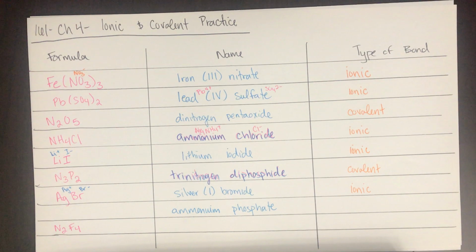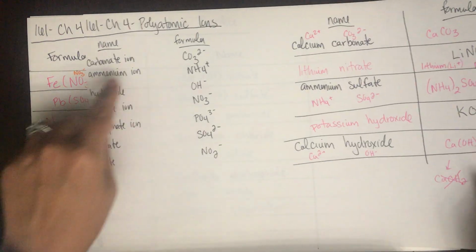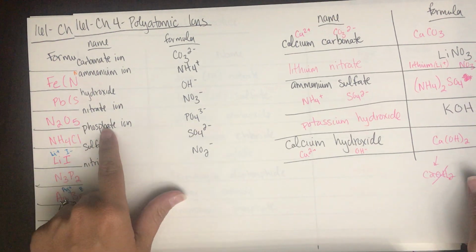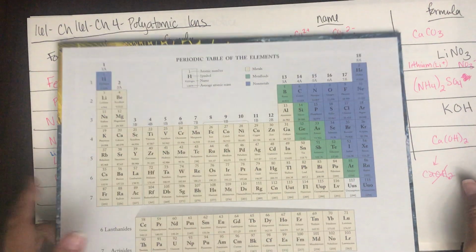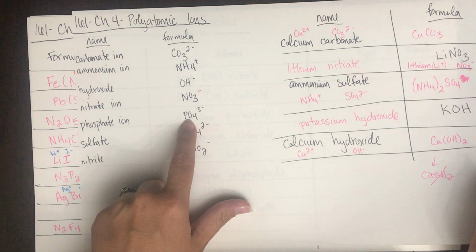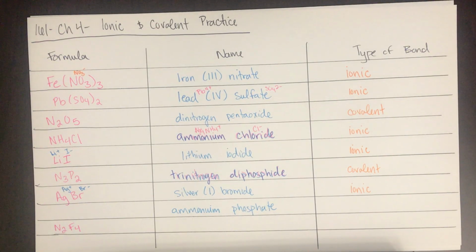Ammonium phosphate. These are both polyatomic ions. Both of these are on the list of polyatomic ions that I gave you. Here is ammonium, NH4. And here is phosphate, PO4 3-. Do not get phosphate confused with phosphide. Phosphide is just P 3-, which is just the ion of phosphorus. Phosphate is PO4 3-. So this is one that people can tend to get confused with. So this is ammonium phosphate.